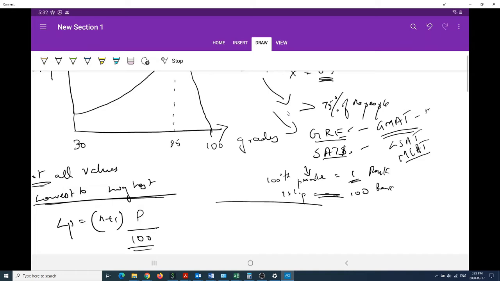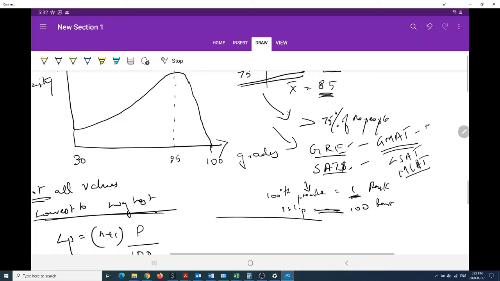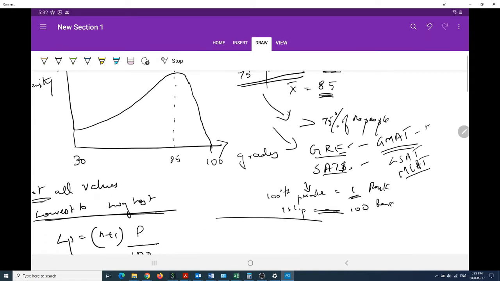So the grades are not that important. What's important is the rank. If you're at the 100th percentile, that means you're rank number 1. If you take any random 100 people, roughly, you're expected to have the highest grade.